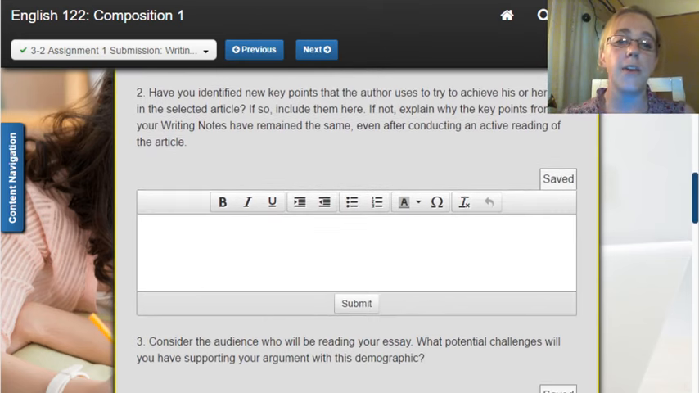Number 2, have you identified any new key points that the author uses to try to achieve his or her goal in your selected article? So we're talking about that author here. We're talking about Tian or McFadden or the other guy. Has their goal changed? And have you identified any new key points? With the McFadden article, after I got past my initial gut reaction and I reread that article, did I find any new key points that McFadden uses to support her claim? Not my claim, not my interpretation of her claim, but her actual claim that gender-neutral terms are silly and overused.